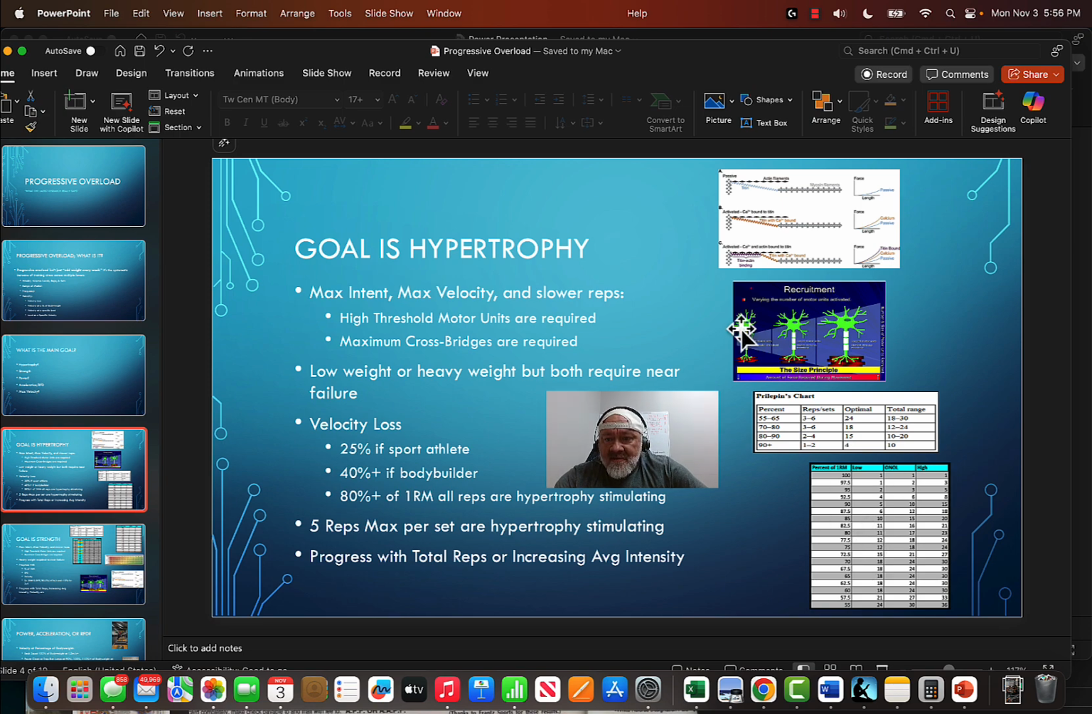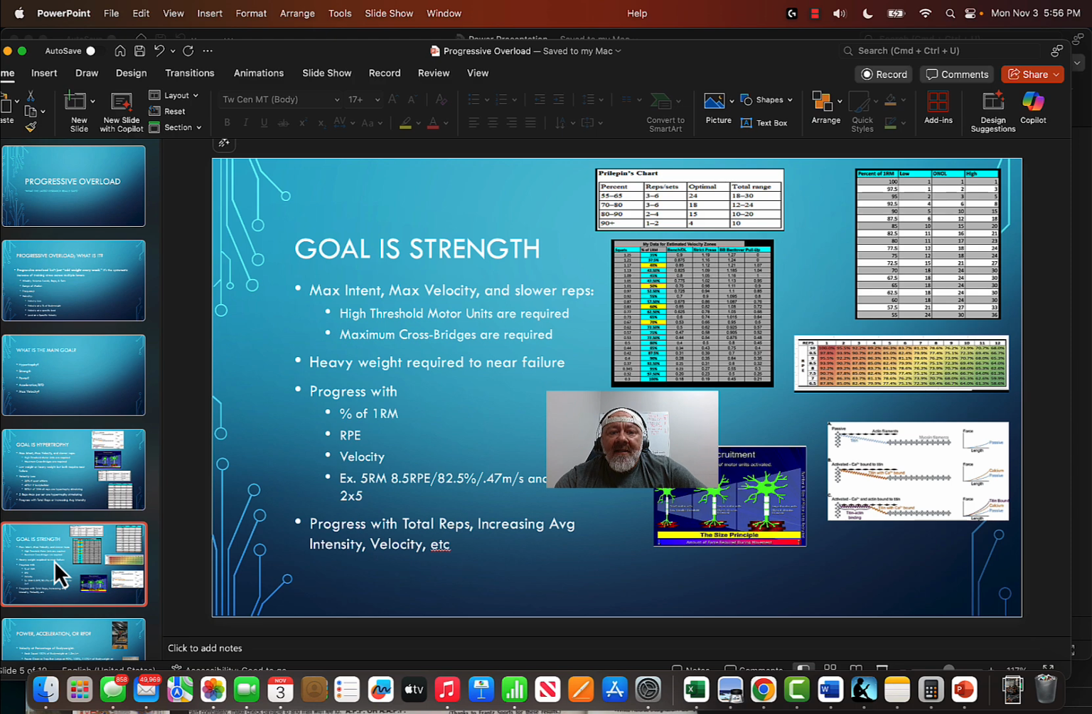So now you have it. I've broken it all down for you there. What if your goal is strength? It still takes maximum intent, and it still takes maximum velocity, and it still takes slower reps.